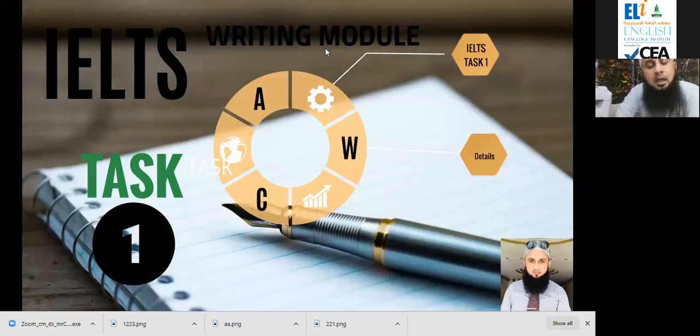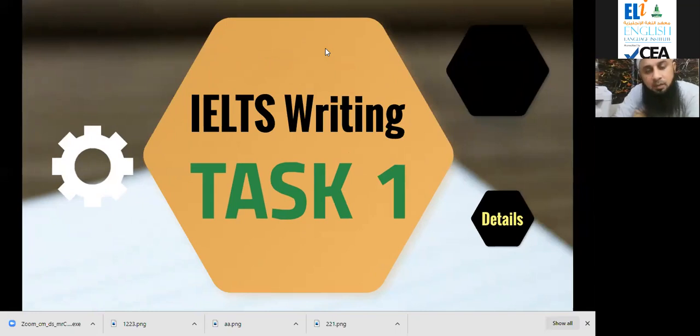Jazakallah khair. Today's workshop is about IELTS writing task 1. It's IELTS academic writing, not general module. IELTS has 2 modules. Number 1 is general module.